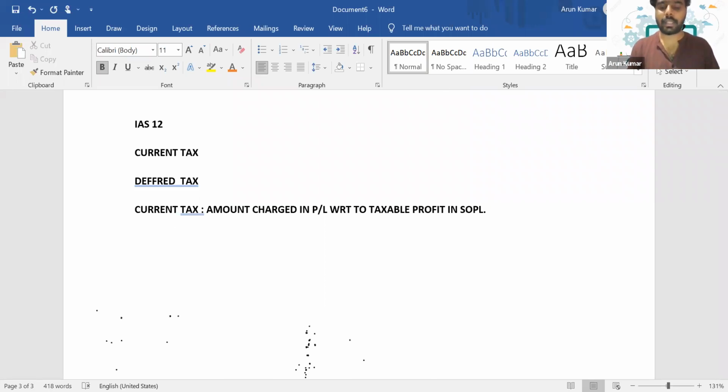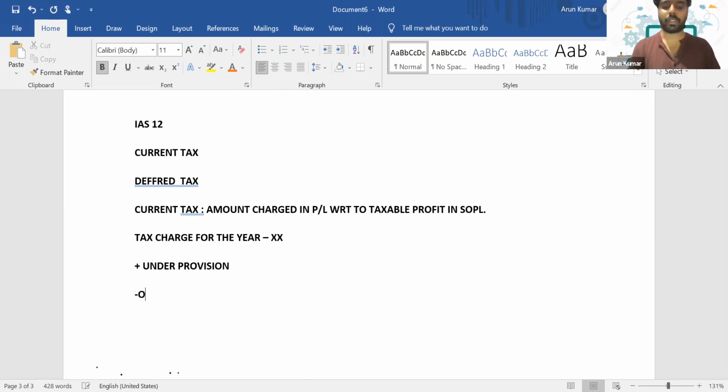So how will you calculate the current tax? The current tax will include the tax charged for the year, plus we have to adjust for the under provision, and if it is over provision, then we have to adjust for that too. If it is under provision, we will add it to the current year's tax charge.